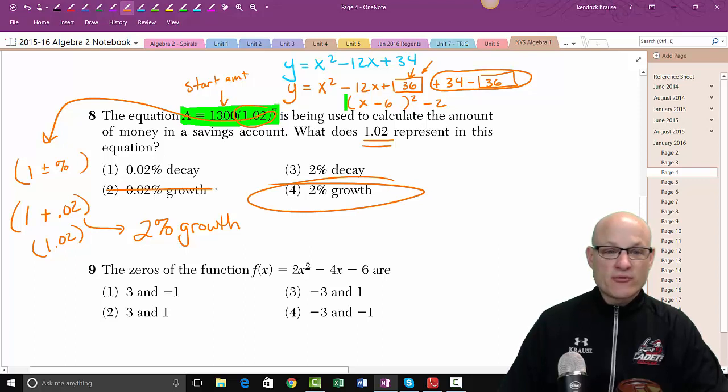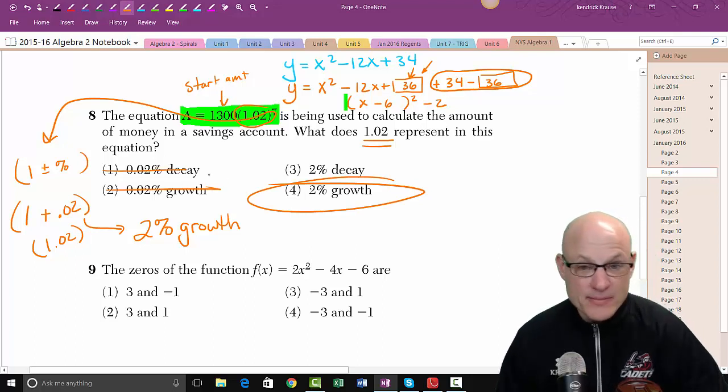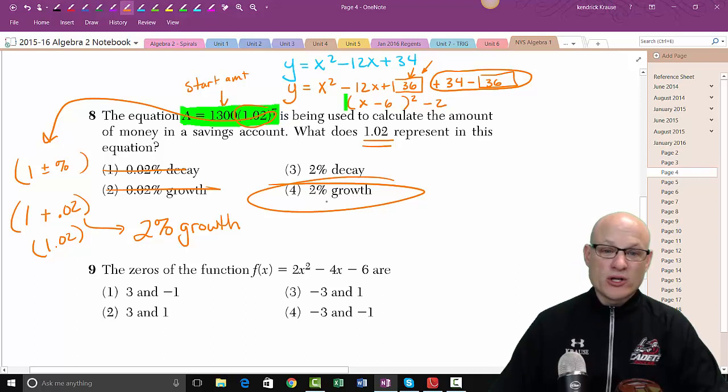Be careful. Remember, when you put the numbers in there, they become decimals. But it represents 2% and it's growth. So there's the answer. All right.